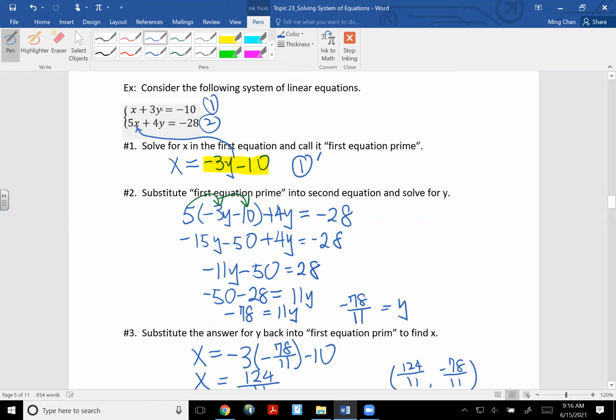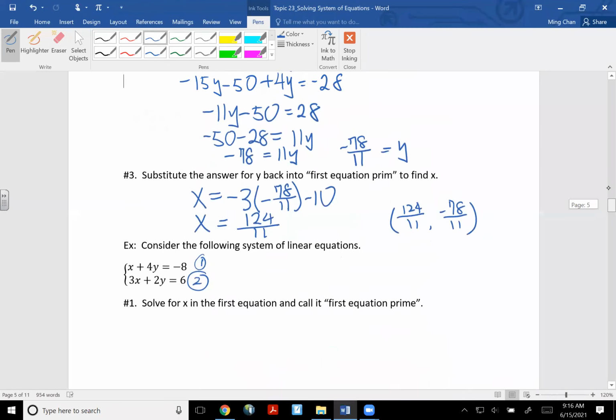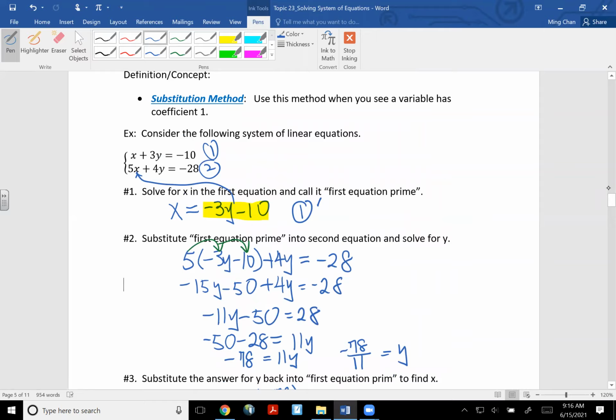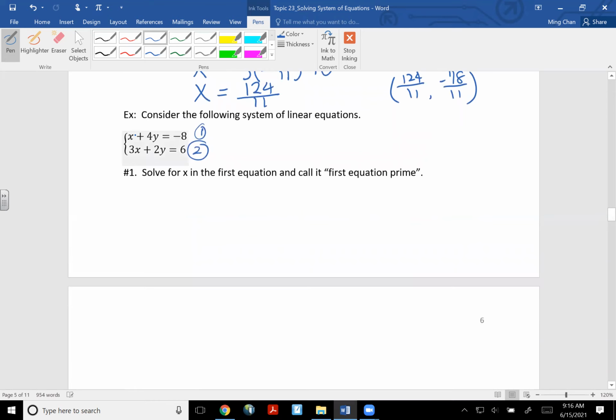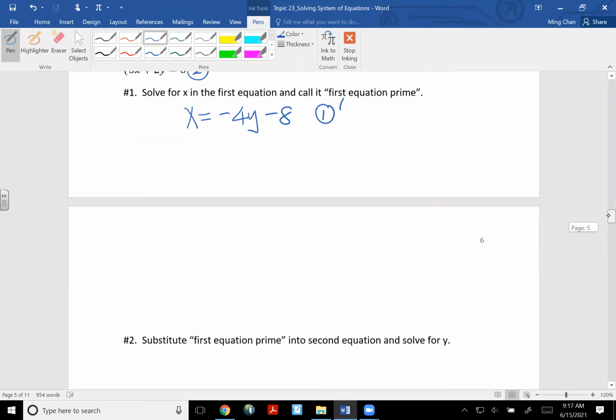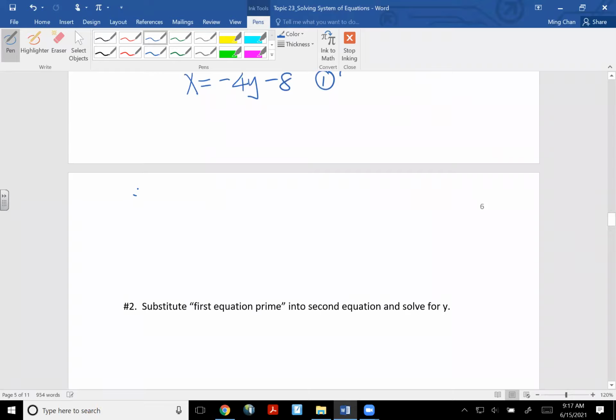The technique here is called the substitution method. I substitute one equation into the other one to solve for my variable. In this example, this x has coefficient 1, so that's the variable I'm going to solve for. So I move my positive 4y over. Now this should be negative 4y minus 8. Call this first equation prime.